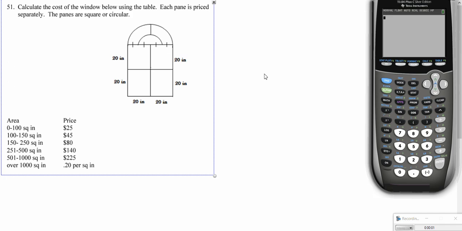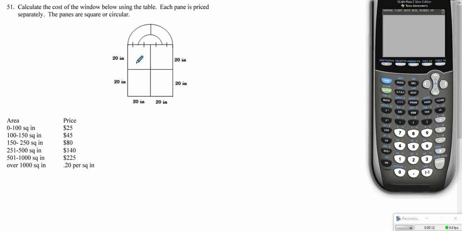Problem number 51, GeoCon unit number 1. Calculate the cost of the window using the table. Each pane is priced separately. So let's start with each pane of glass.